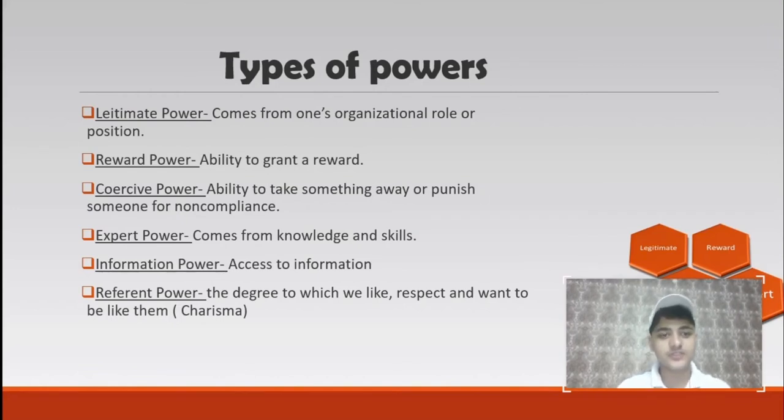Next is expert power, which comes from knowledge and skills. Like when you have heard that a person is an expert in a field, they have that power, they have specific skills which allow them to do tasks more easily in that field. And next we have information power. Expert power and information power may seem pretty similar, but this is not the actual truth. Information power means access to information. It is not the skill that a person has, it is only how much access the person has to the information.